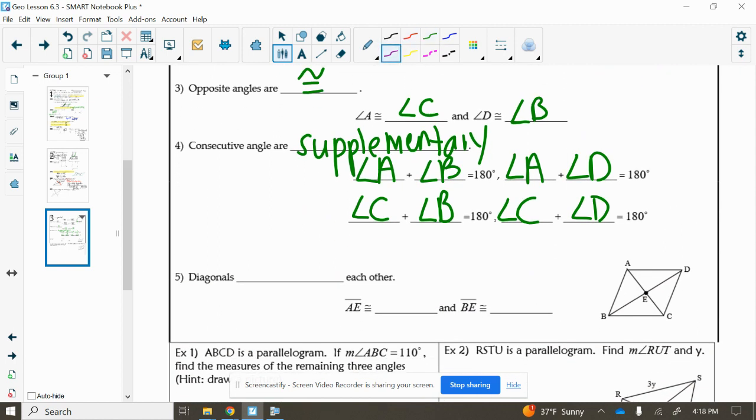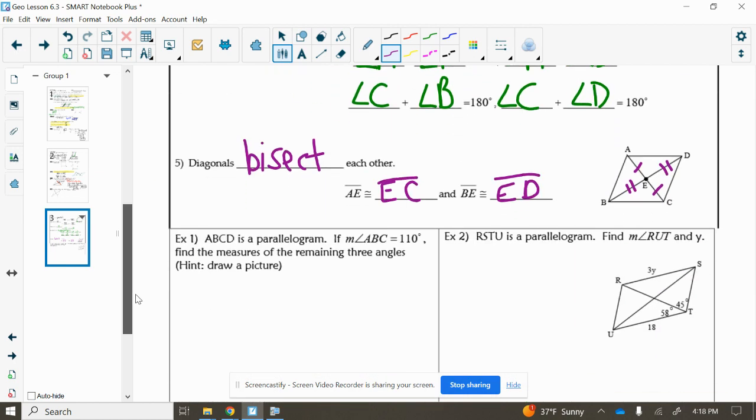Last but not least, our diagonals bisect each other. So they cut each other into two congruent pieces. So AE is congruent to EC, and BE is congruent to ED. So these are all properties you are going to want to keep close by, so keep this handy dandy list close to use.